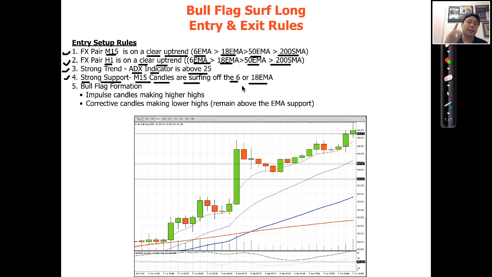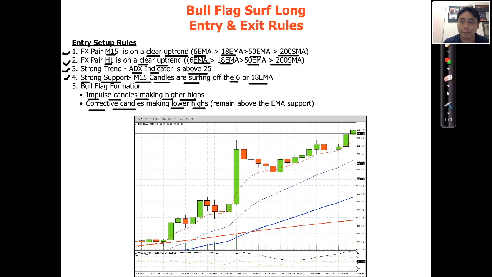Now, once I can see it surfing one of the moving averages, I'm looking for a bull flag pattern. So what's a bull flag? It's a series of impulse candles making higher highs, which I mentioned earlier on, followed by corrective candles making lower highs. And again, it must make lower highs and reach the 6 or the 18 moving average, whichever is the strong support.